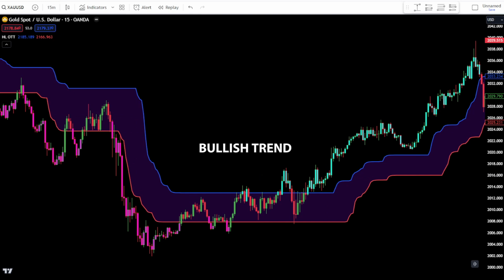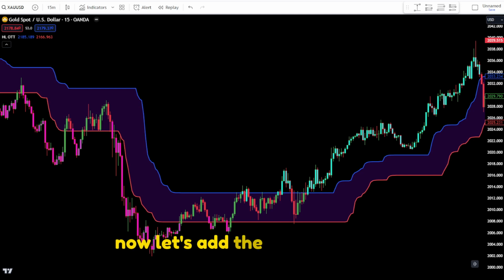If the candlesticks break out to the upside, and the candle color changes to navy blue, it indicates a bullish trend. Conversely, if the price candlestick breaks out to the downside, and the candle color changes to pink, it signals a bearish trend. Now, let's add the next indicator that will serve as a guide for placing buy and sell orders.